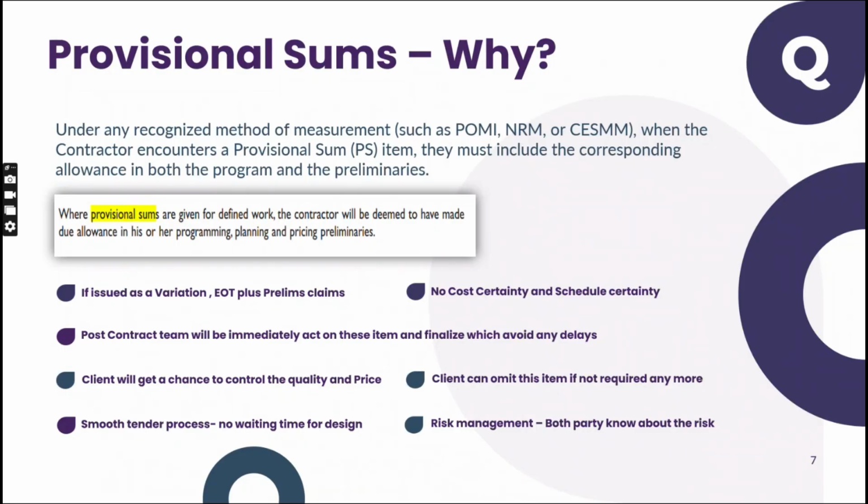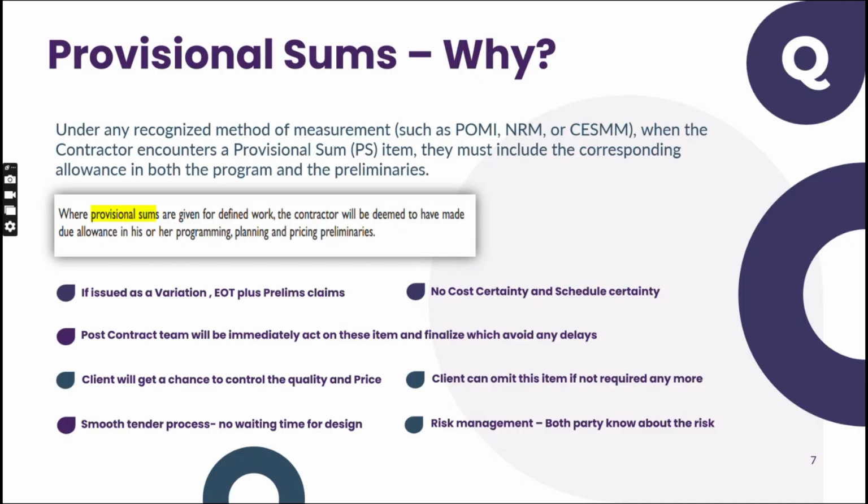If this is issued as a variation, EOT plus prelims claims will be there. Just imagine the infra scope being issued as a variation. Infra is a very big scope. If I issue it as a variation, definitely they are going to charge prelims and EOT. The post contract team will immediately act on these items and finalize them, which avoids any delays.